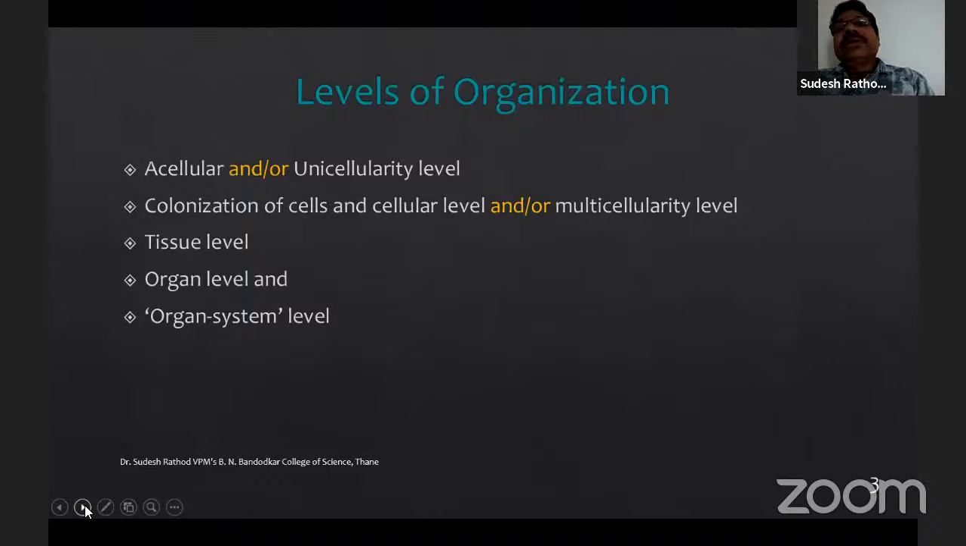Levels of organization, if we study, are detailed as the acellular or unicellularity level. What is acellular and unicellularity? We are going to discuss that. Then colonization of cells, and the cellular or multicellular level of organization. Then tissue level, organ level, and organ system level organization.